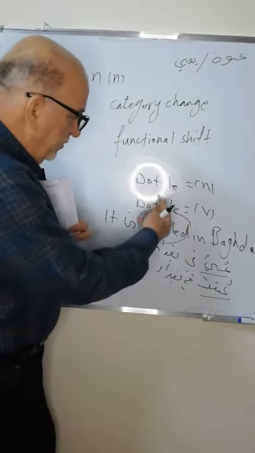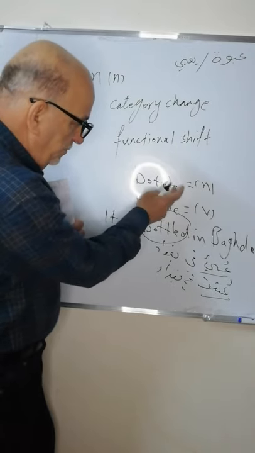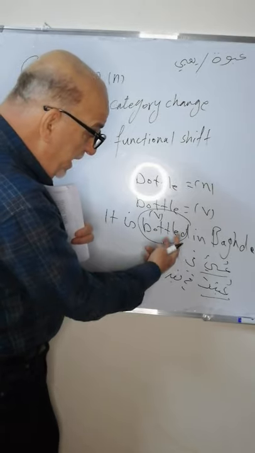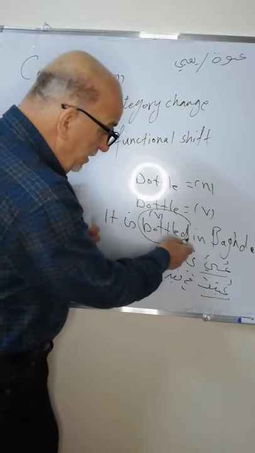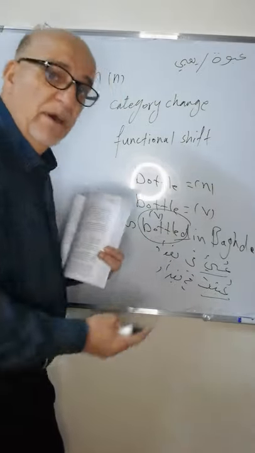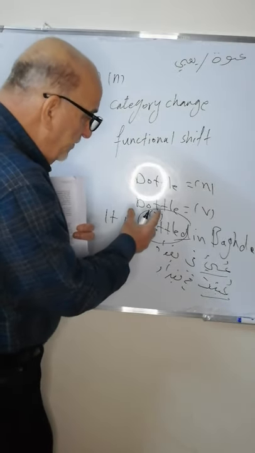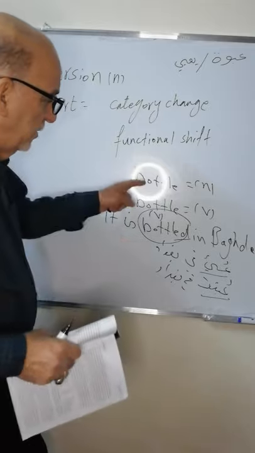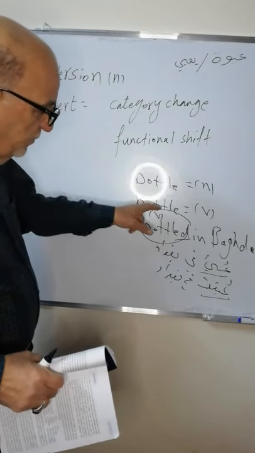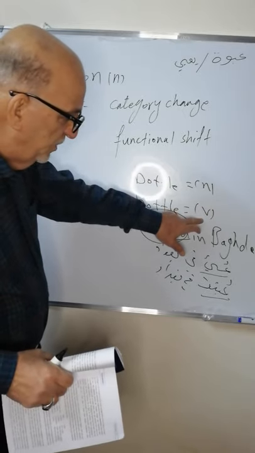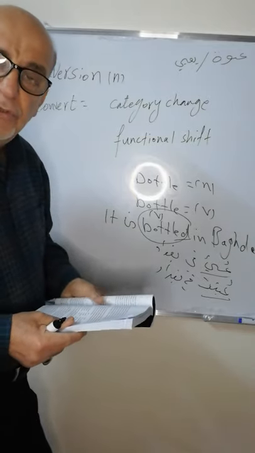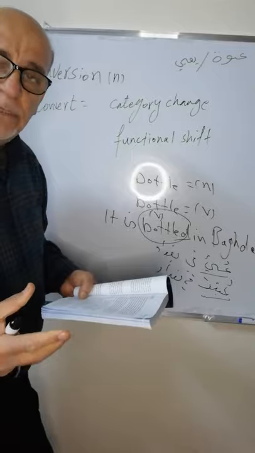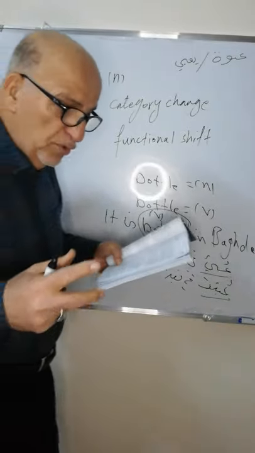So now, what have I done here? I didn't reduce the word, I kept it as it is, but I have added ed because I'm using it in the past, because this indicates the past. So now, bear in mind that this is the idea of conversion. We change the category of the word from noun to verb, from verb to noun, from a preposition into a verb. I'll give you an example just now.